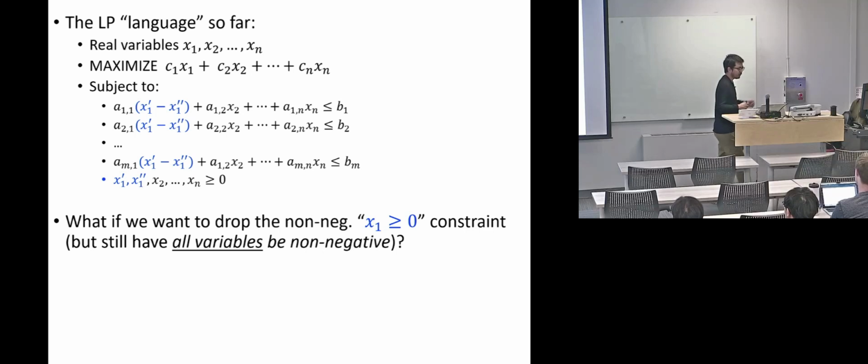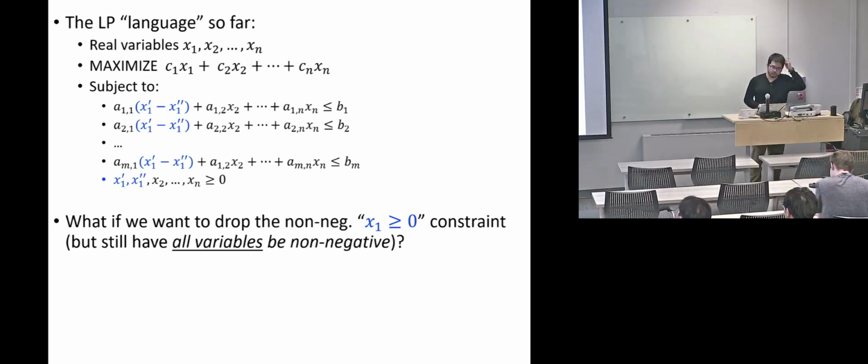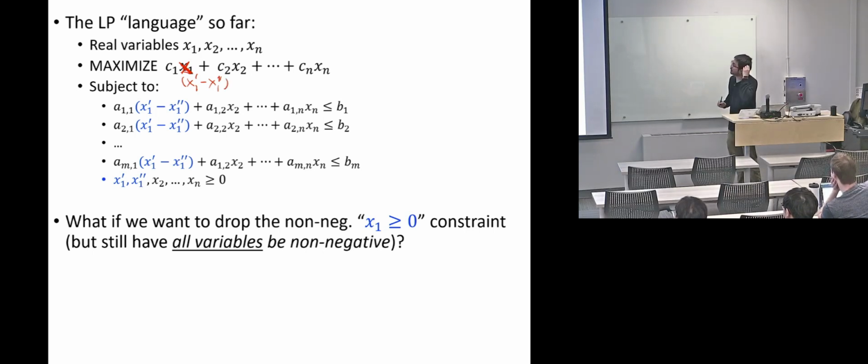Because in our objective function, in the maximize up top, you have x1. But they're not. This one should be replaced too. It should be replaced by x1 prime minus x1 double prime. Okay. Okay.